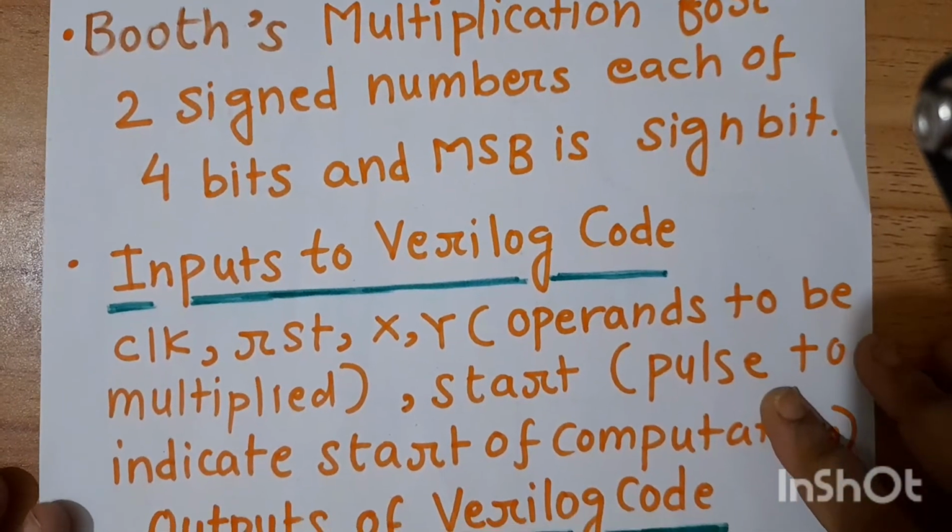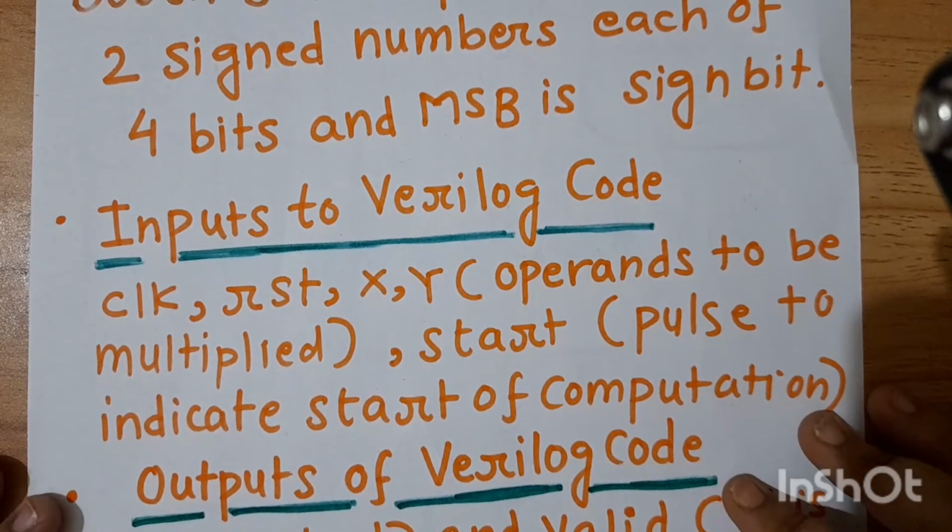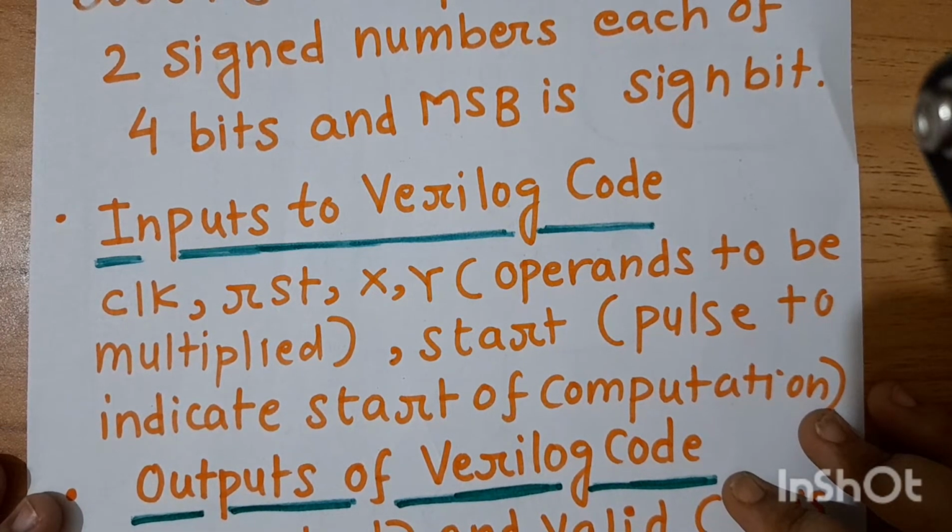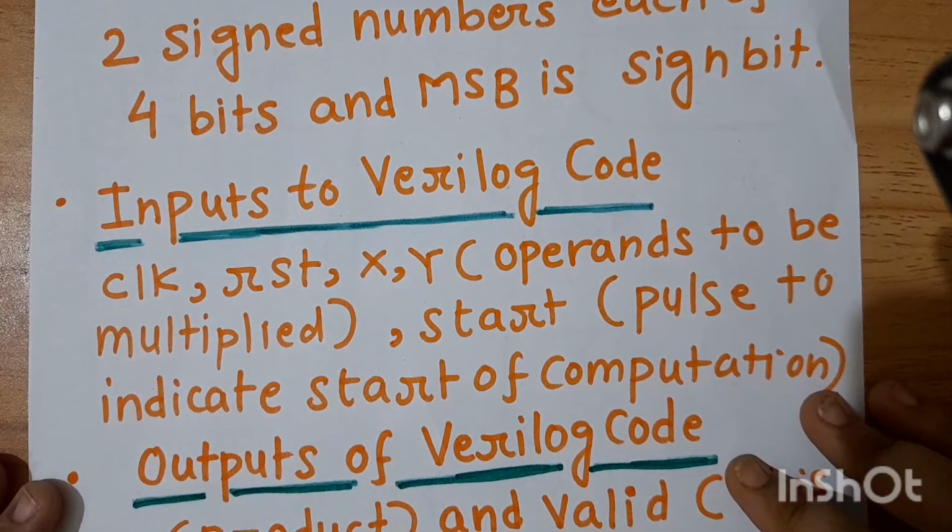So what is the input to the Verilog code? We will have the clock input to the Verilog code. We will have the reset input. We will give the multiplicand and multiplier operands to the Verilog code. We will have a start pulse so that we can start the FSM. That also goes to the Verilog code.